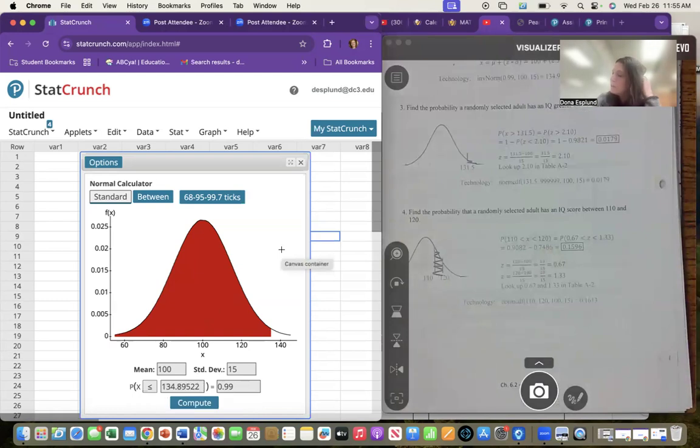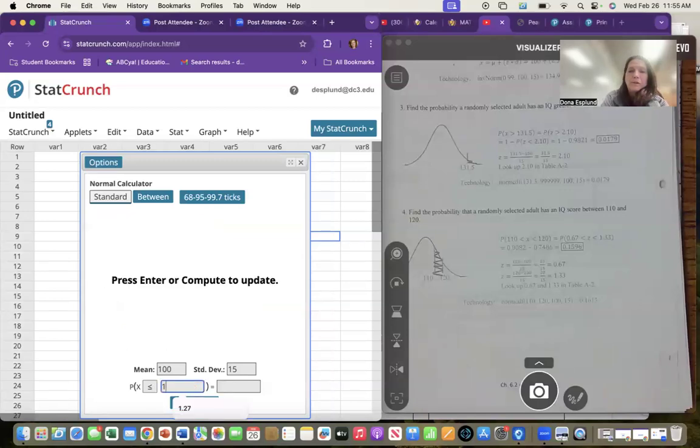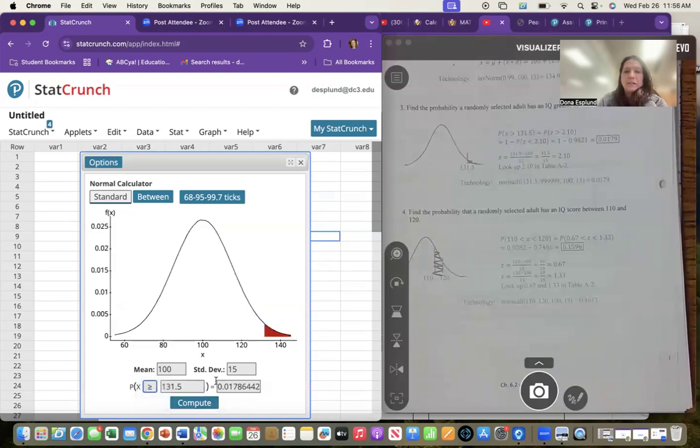The last one says find the probability of a randomly selected adult that has an IQ greater than 131.5. So again, the 131.5 is going to be in this category, and I want it to not be less than, I want it to be greater than. And so I'm going to ask it to compute. It's going to be that really tiny amount. And so my probability would be 0.0178, or just a little more than 1.78%.